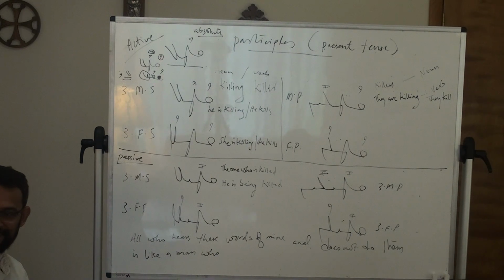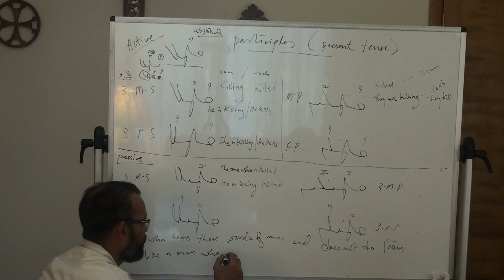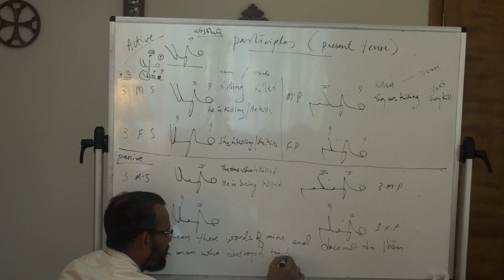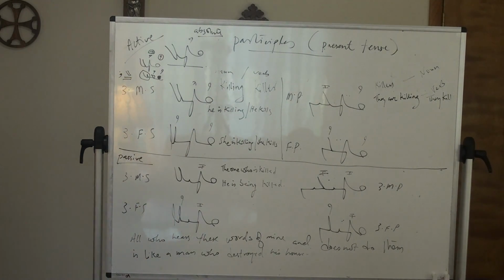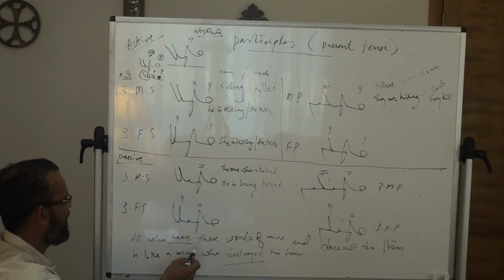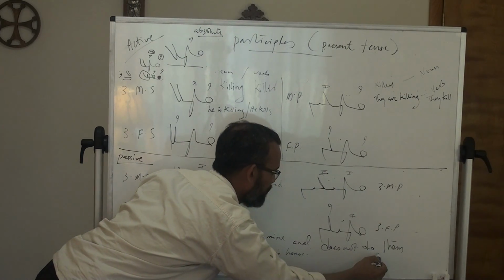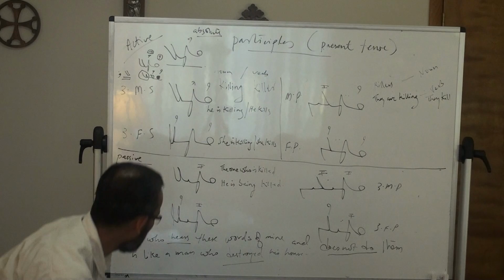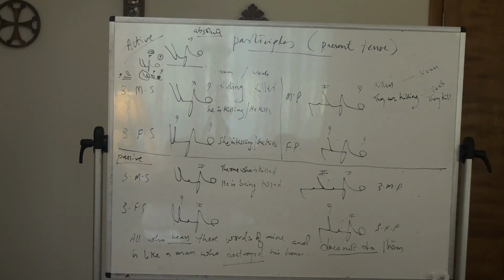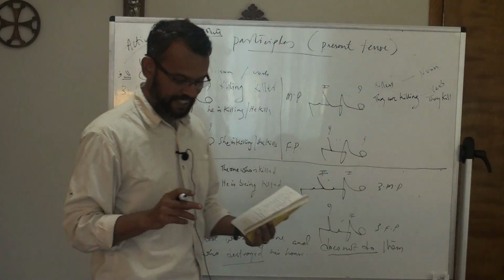Oh, perfect. His own house. So who destroyed? Who destroyed his house? So we have how many verbs here? All who hears these words of mine and does not do them is like a man who destroyed his house. So this is an exercise to identify the perfect and the participle.